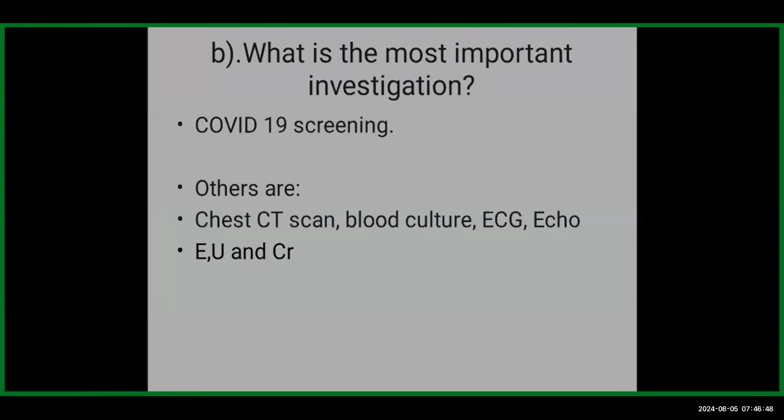Then what's the most important investigation that I will request? The most important investigation is COVID-19 screening, which can test for either COVID-19 antigen or antibody. Other investigations that may also be necessary, to rule out the differentials and to confirm the diagnosis, are the chest CT scan. If it's COVID-19, it may be normal, or it can show multilobar ground glass opacity. And blood culture can also show evidence of sepsis.